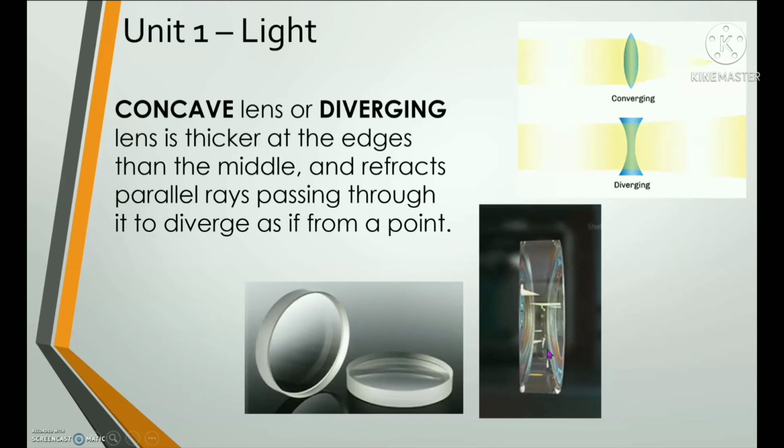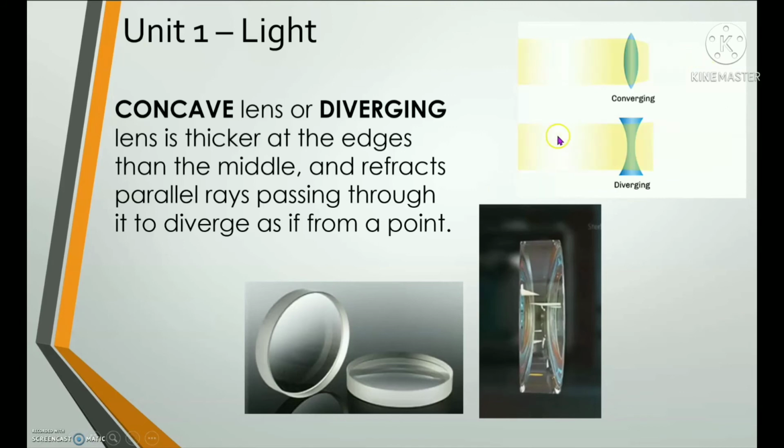This is what a concave lens looks like. So it says that the edges of a concave lens are thicker than the middle. So the middle is thinner, but the edge of a concave lens is thicker. Okay, the middle is thinner. The edge is thicker, as we can see in this picture. And it says it refracts parallel rays passing through it to diverge as if from a point.